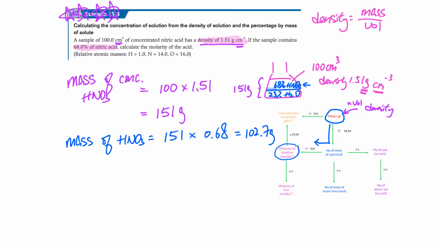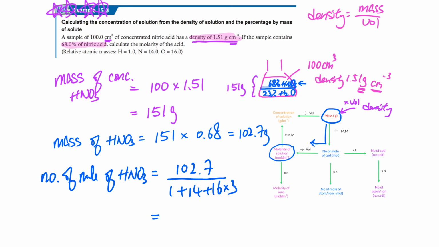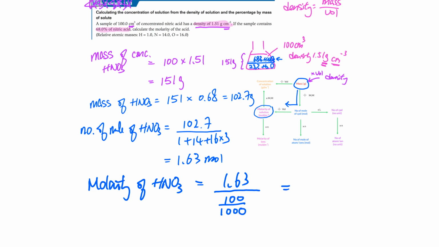First of all, we calculate the number of mole first. So the number of mole of HNO3 will be equal to 102.7 over 1 plus 14 plus 16 times 3. For this part, it will be 1.63 mole. Next, the molarity of HNO3 will then equal 1.63 over the volume, 100 cm cube, but remember you have to turn it to dm cube first. So this will then be equal to 16.3 mole per dm cube.